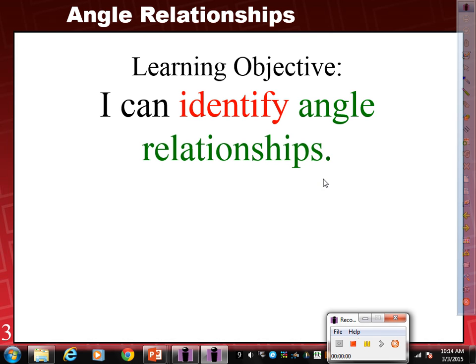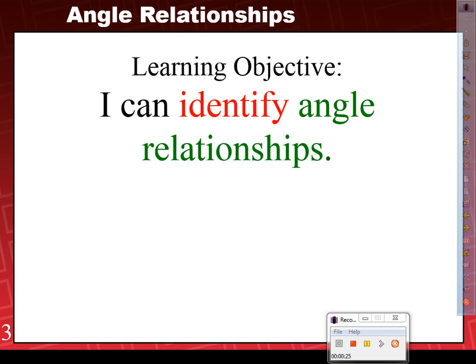Here we go. Our objective for today: I can identify angle relationships. Let's read together. 1, 2, 3. I can identify angle relationships. So we started last week. I gave you guys a protractor, and we had a blank sheet of paper we were exploring, right? Today we're going to write definitions for all that we did last week, okay?